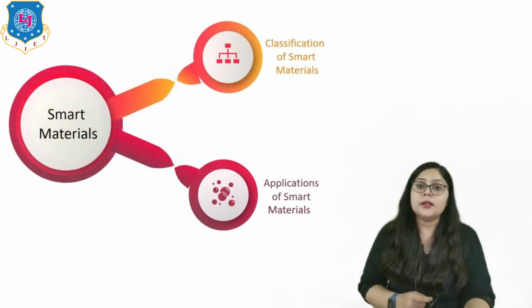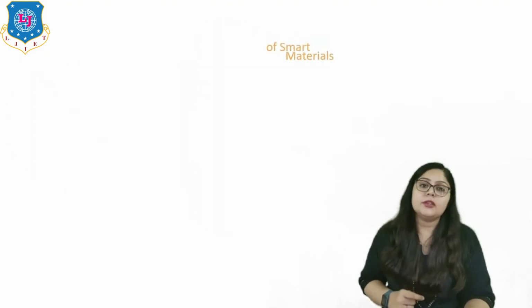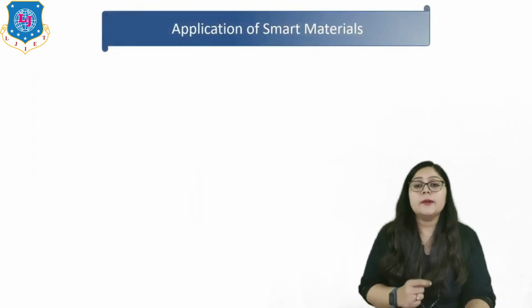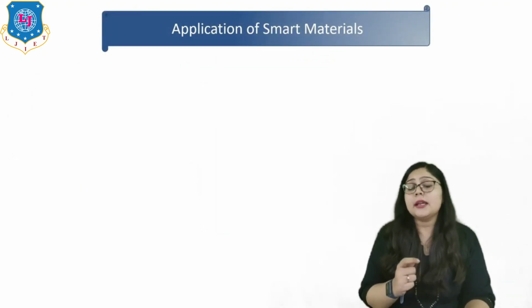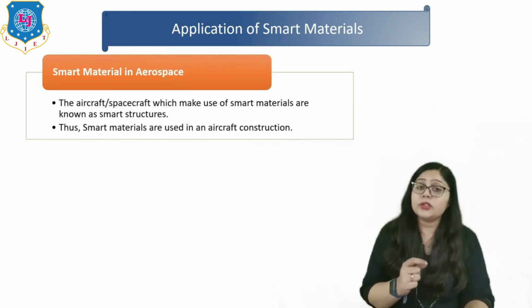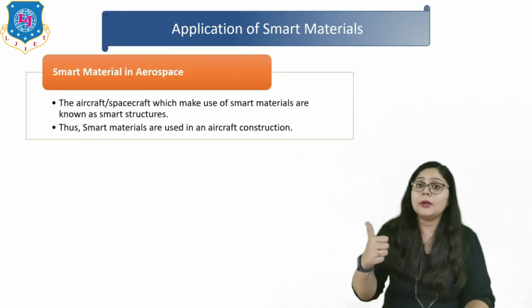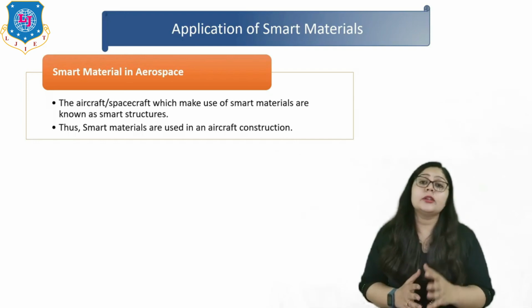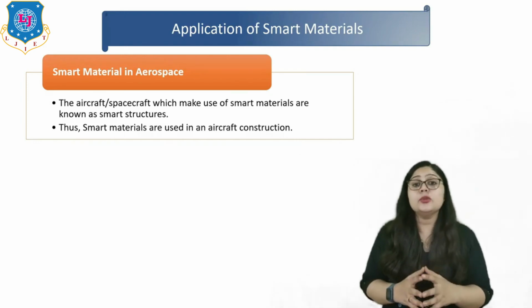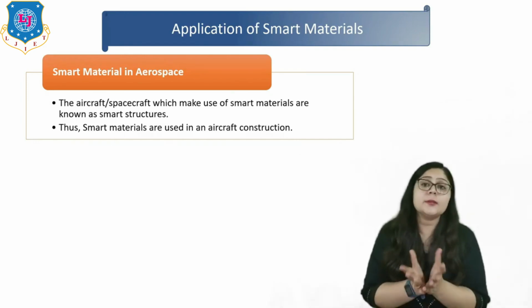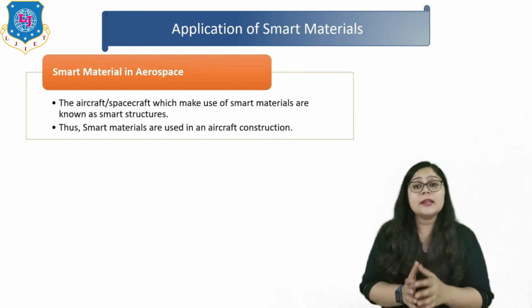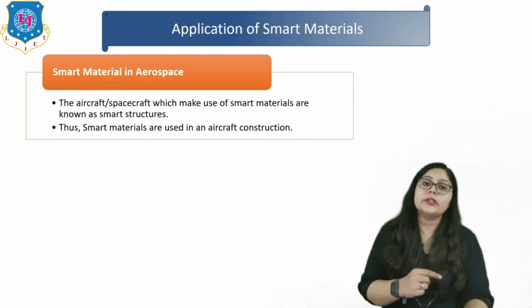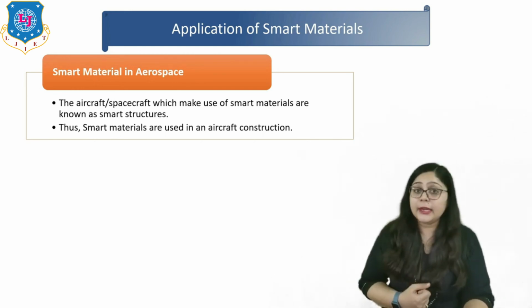Now let us understand the applications of smart material. So here for application, I can say it is categorized into three parts, in which the first one is all about smart materials in aerospace. It means the aircraft or the spacecraft which make use of smart materials are known as smart structures. So we can say the smart materials are used in the aircraft construction, right?